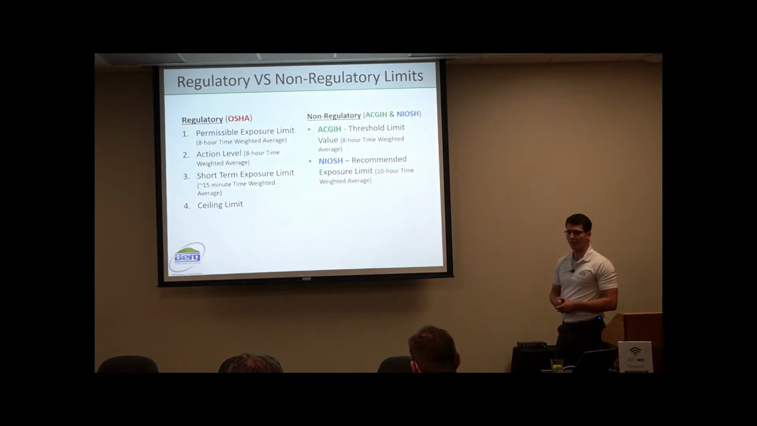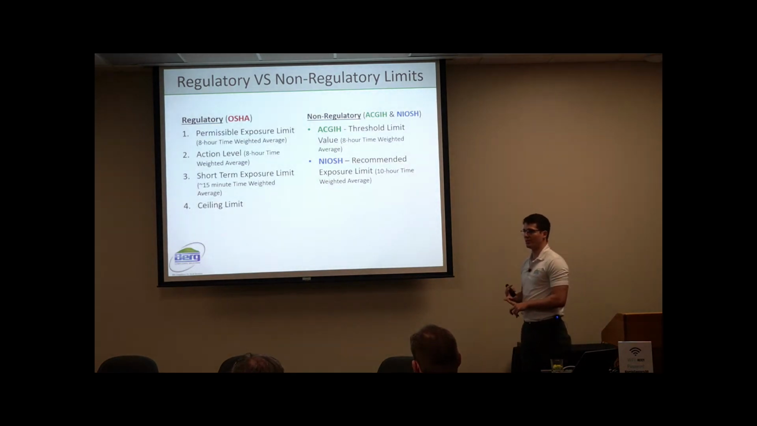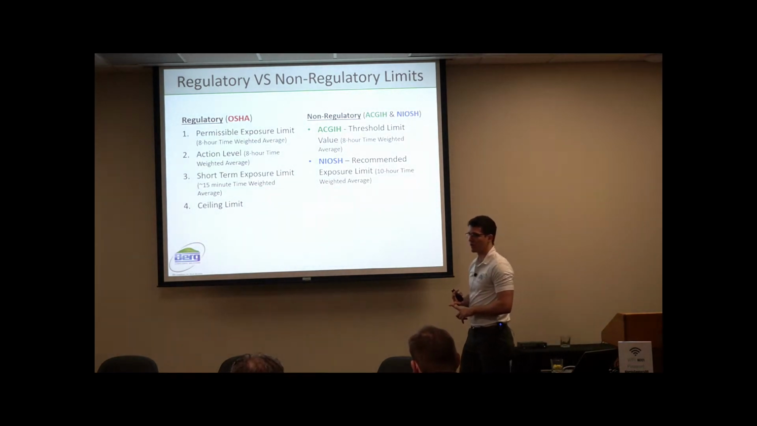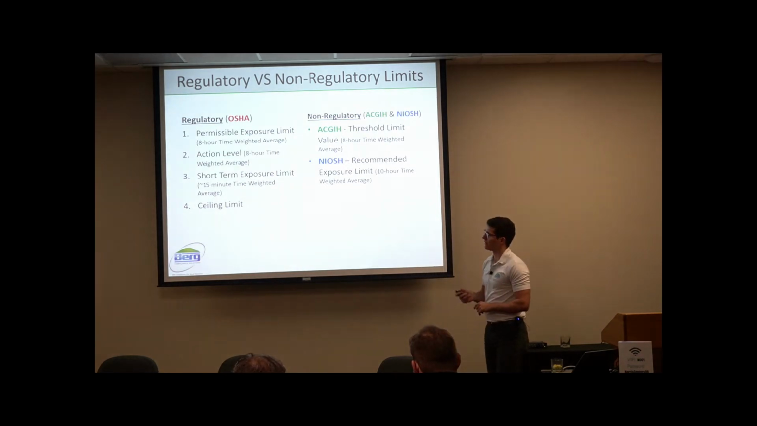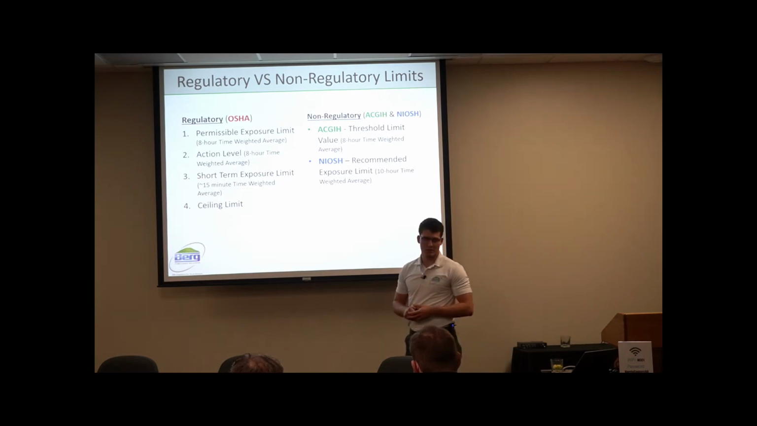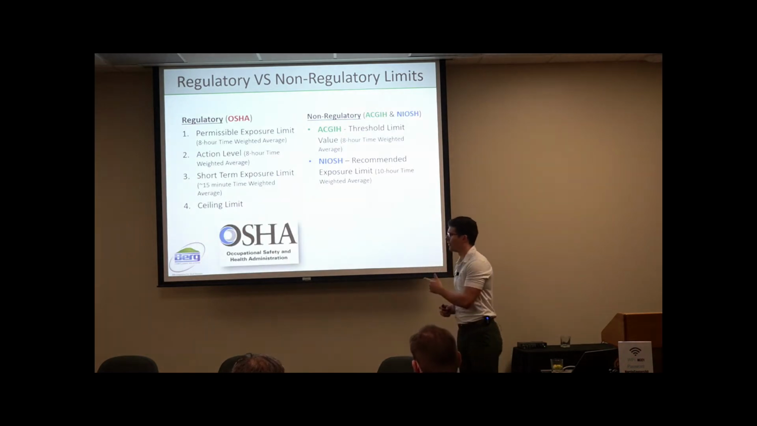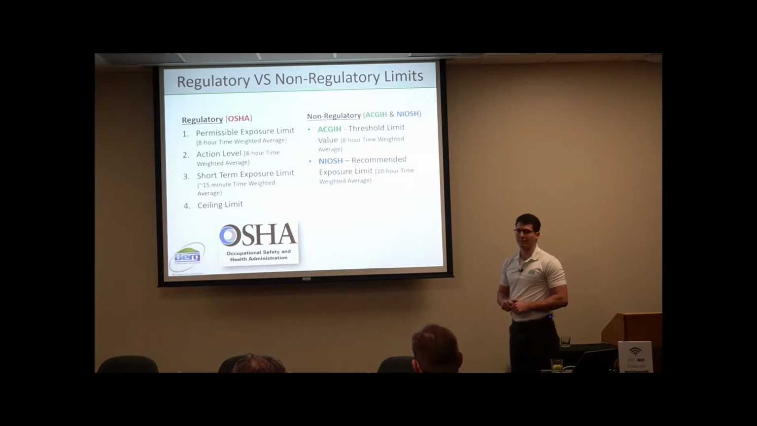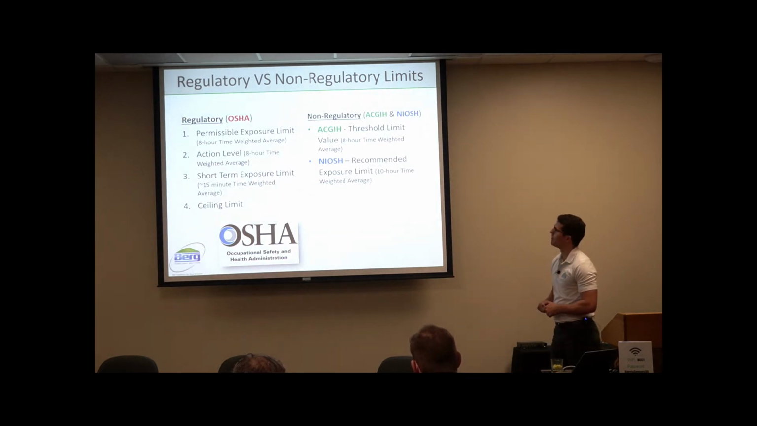Now, in OSHA's tables, Table Z1, Z2, and Z3 will have specific contaminants listed in there and what their permissible exposure limits are, their ALs are, and STELs, and even ceiling limits sometimes. So those will be shown in there, and those are formally regulated, enforceable limits, okay?